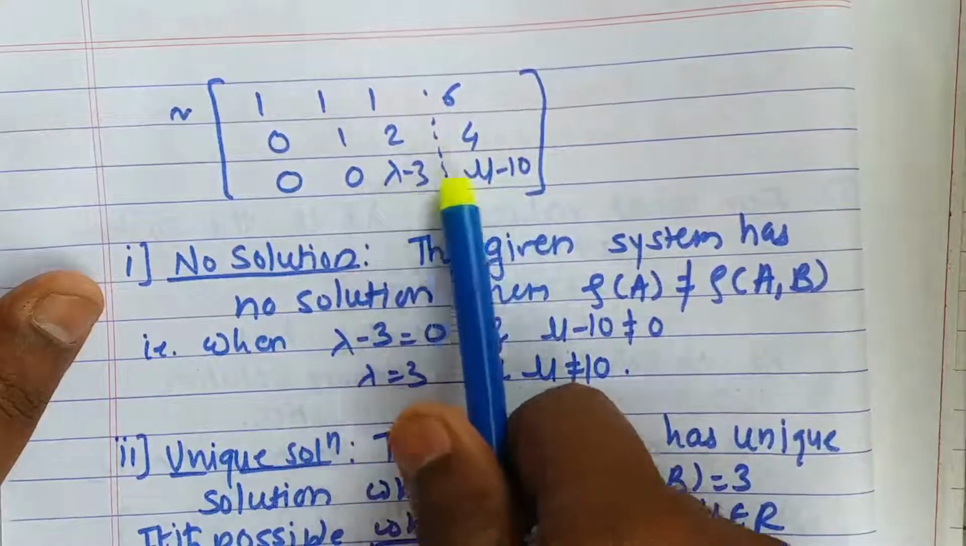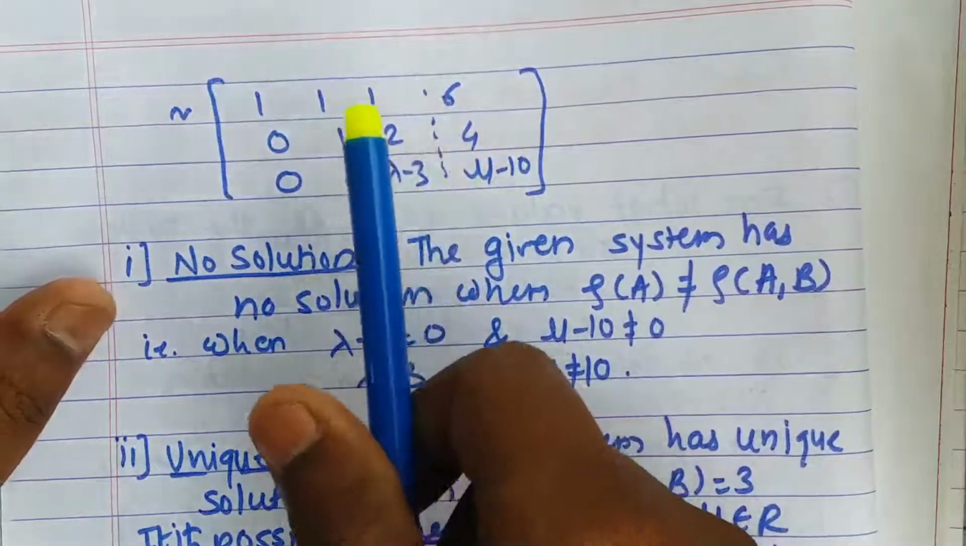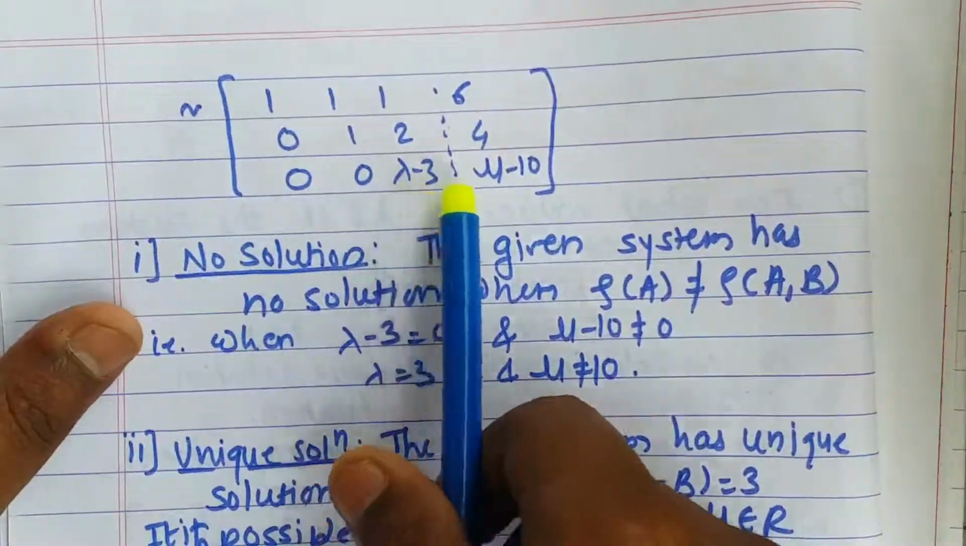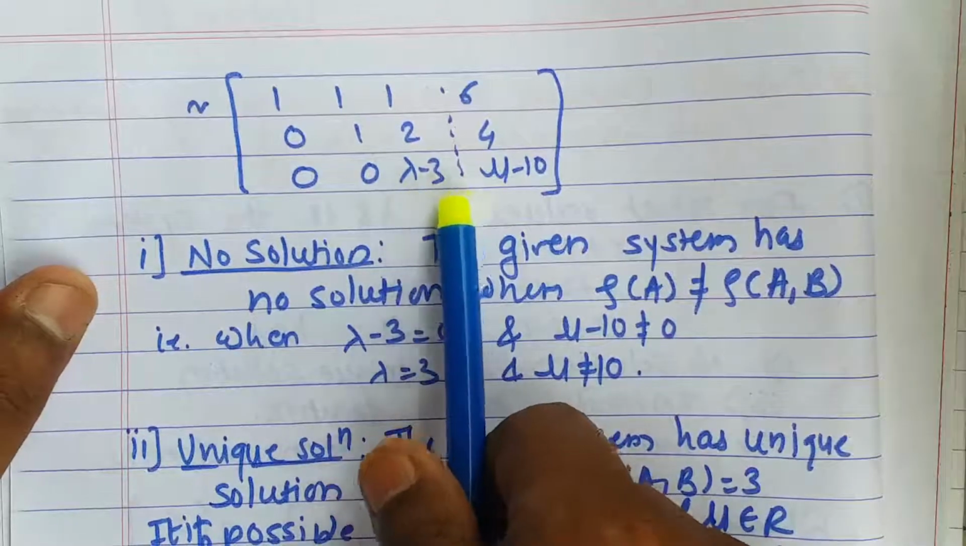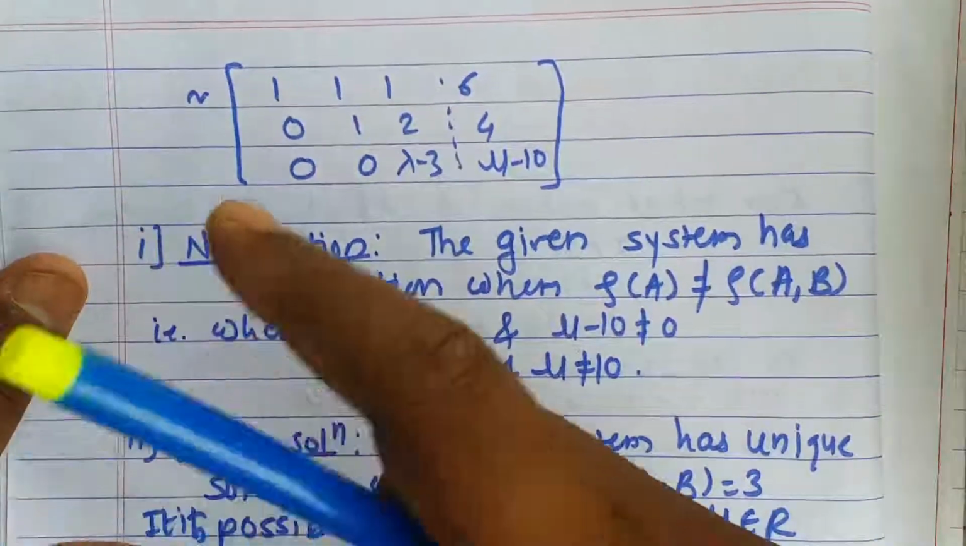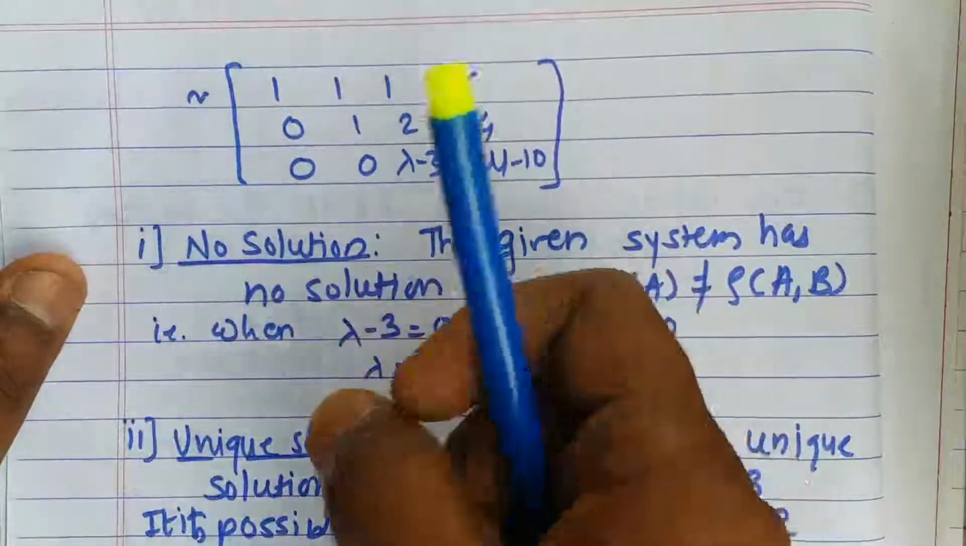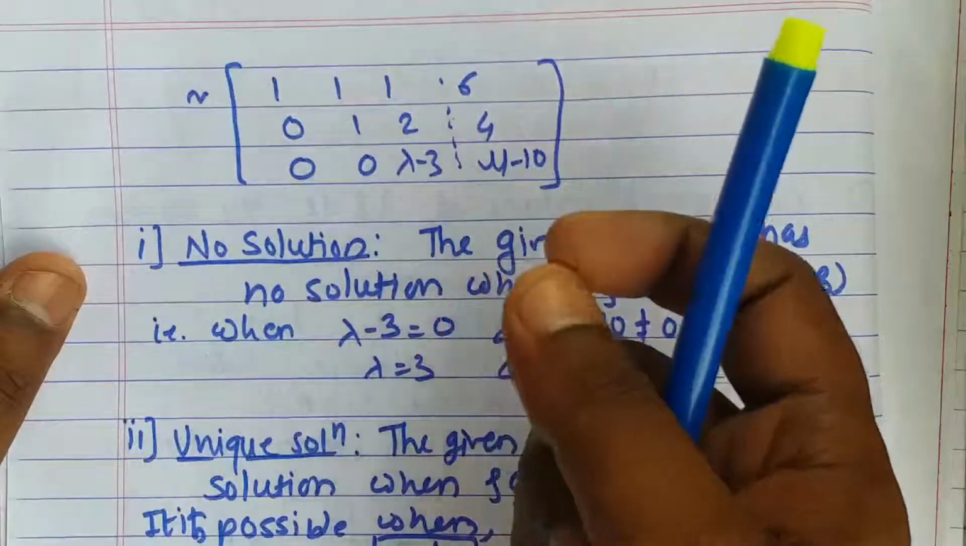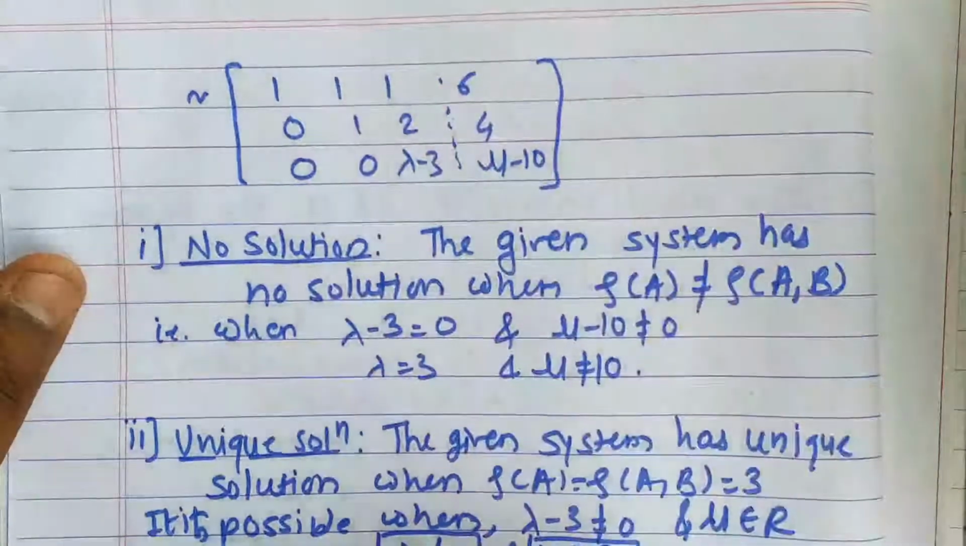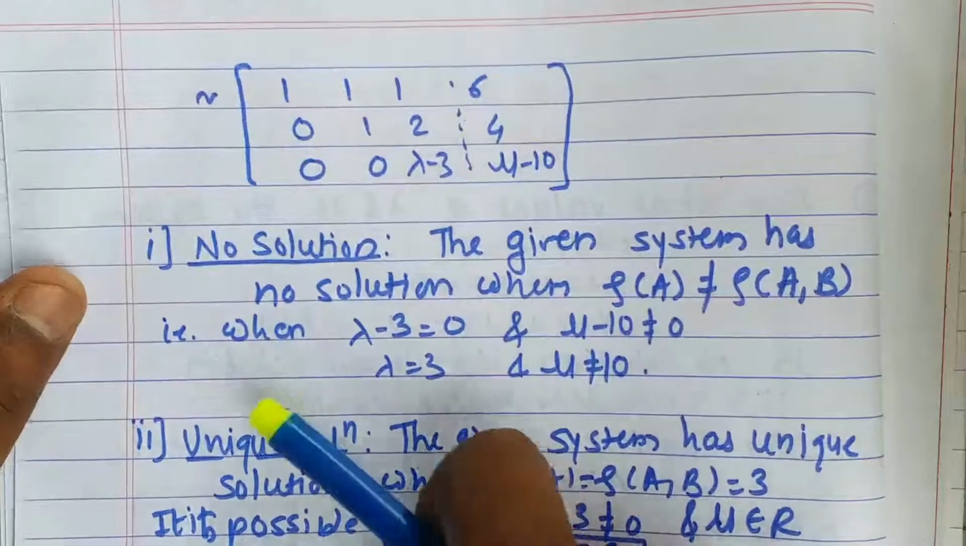Now we don't know the values of lambda and mu, so we cannot tell exactly what kind of solution it will have. For different values of lambda and mu, the nature of the solution will change. Sometimes we'll get inconsistent systems, sometimes unique solutions, sometimes infinitely many solutions. All three cases we are going to discuss.